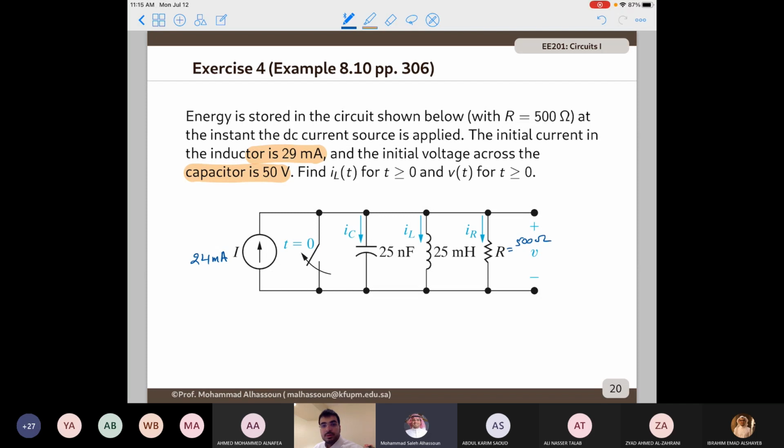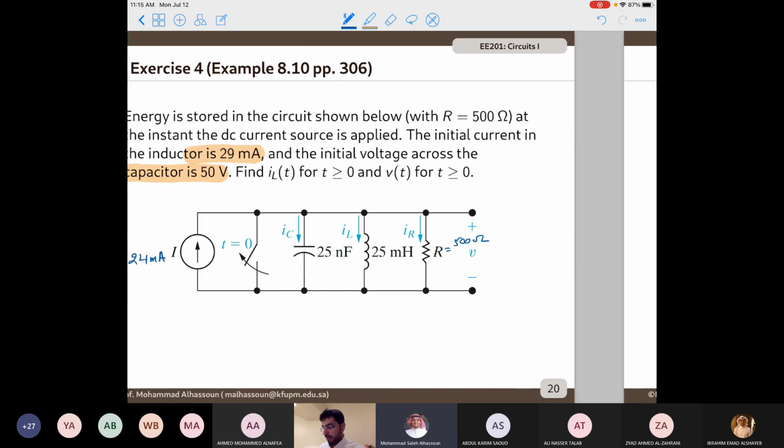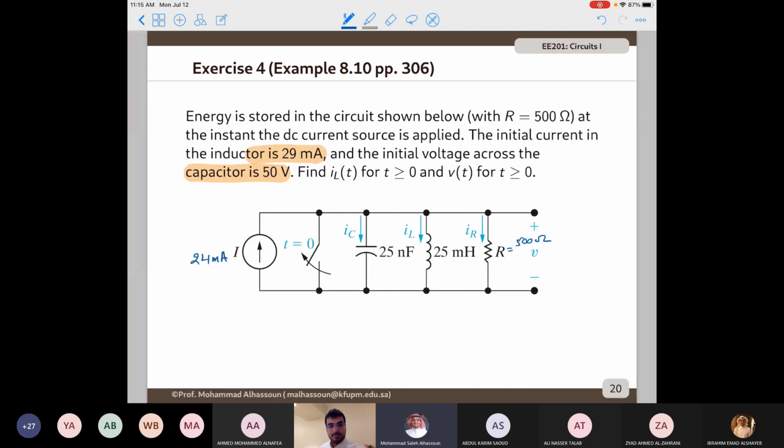First of all, you need to what? So I'm asking you to find the current passing through the inductor. What should you do? First of all, it's a parallel RLC circuit, right? Yes. So what should you do? Karim.